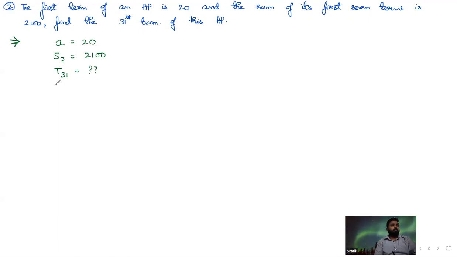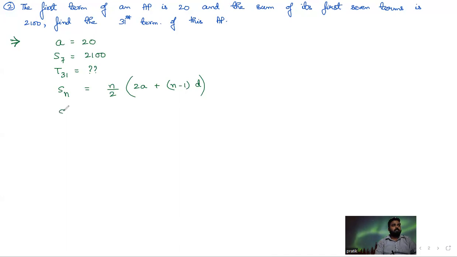So you will have to start from S of 7 itself, which is given by n by 2 into 2a plus n minus 1 into d. That's the basic general formula for S of n terms. Instead of 7, it would be better if I write S of n terms.